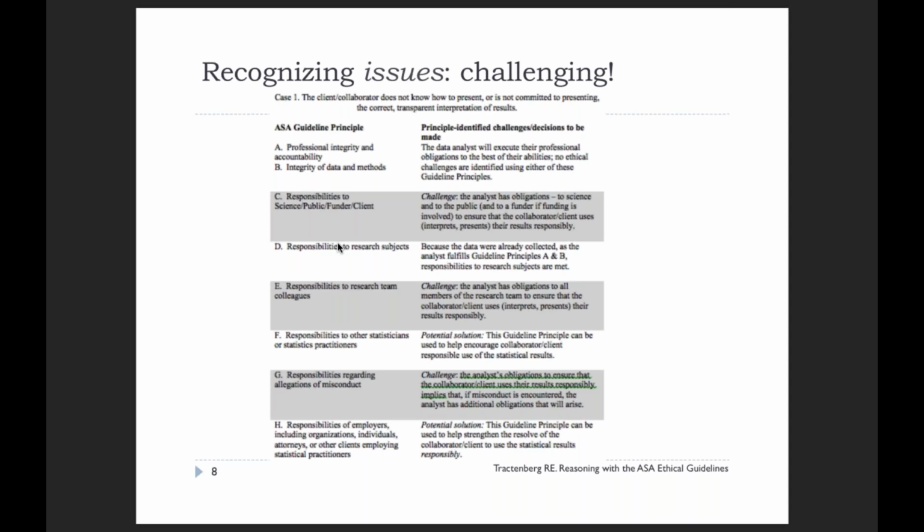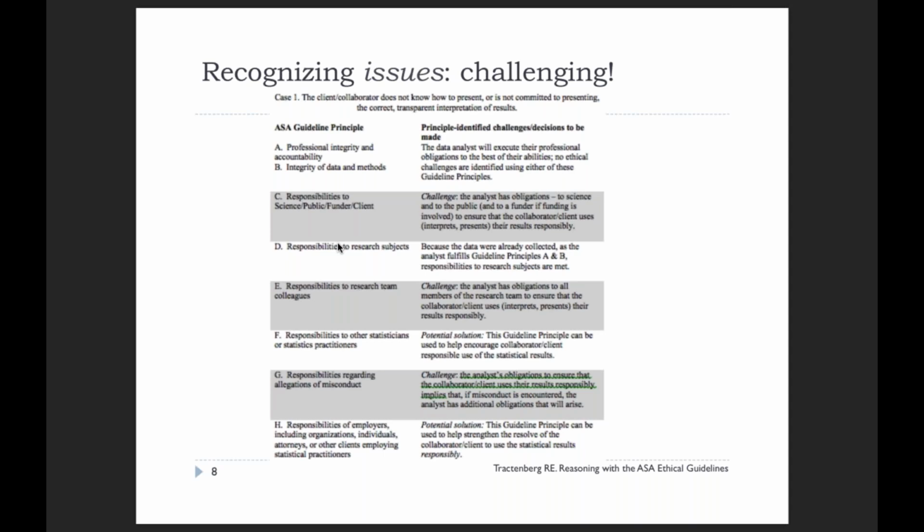So that's why the 2016 paper walks through ethical reasoning and the guideline principles and using them together. Importantly, looking through the guideline principles in this way in order to identify what the ethical challenge is also potentially identifies some solutions. So, for example, Principle F, responsibilities to other statisticians or statistics practitioners, offers a potential solution.